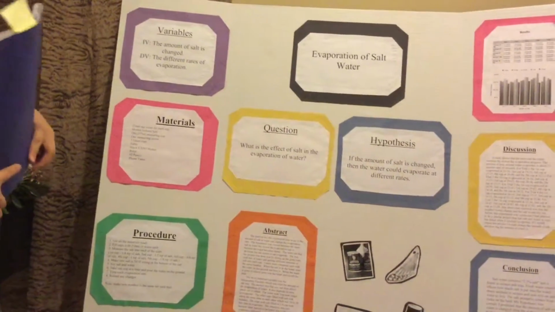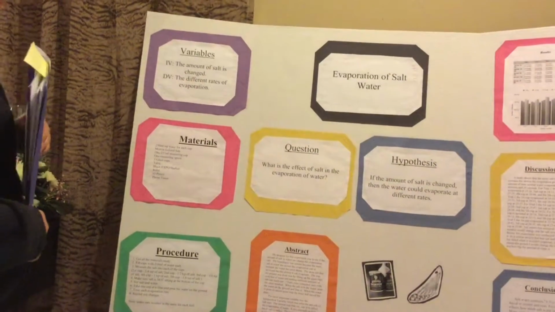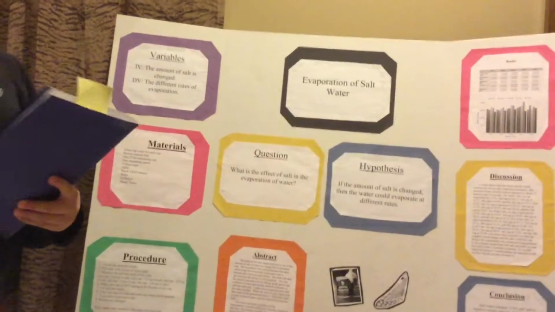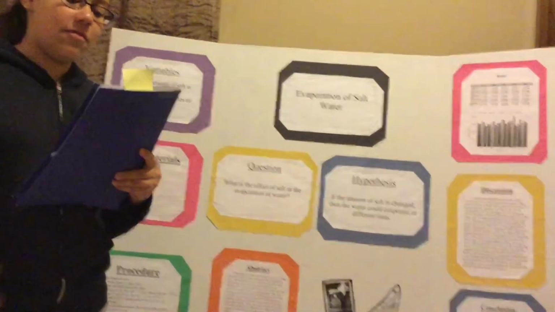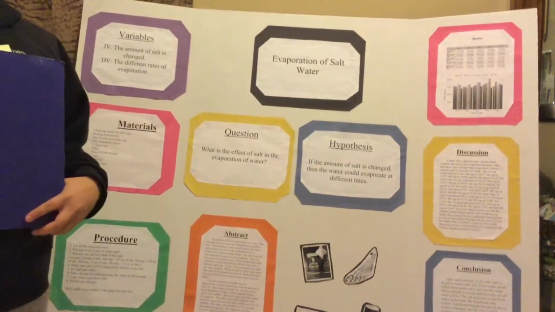The variables I used were: the independent variable, which was the amount of salt that is changed. The dependent variable was the different rates of evaporation, and the control variable was the weather, which will be the same for each trial.